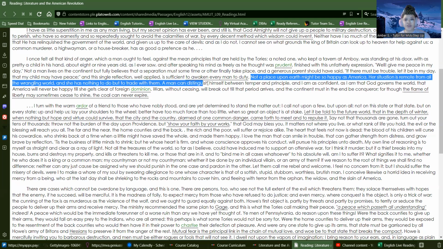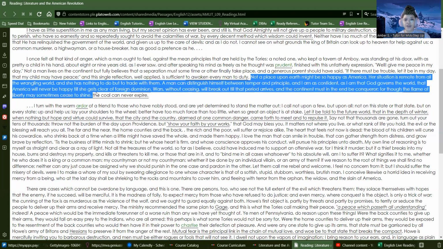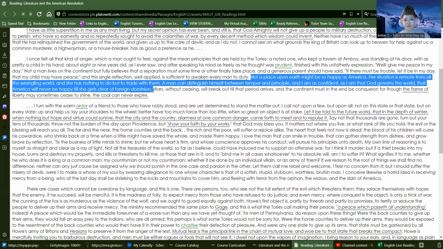So it says, a man can distinguish himself between temper and principle. So a man can tell the difference between temper, so like how they're feeling, and principle, which is what they believe. And I am as confident as I am that God governs the world, that America will never be happy until she gets clear of foreign dominion. So dominion is like control or rule. So he's saying that America's in a unique position, and America possibly has the potential to be the happiest place on earth.